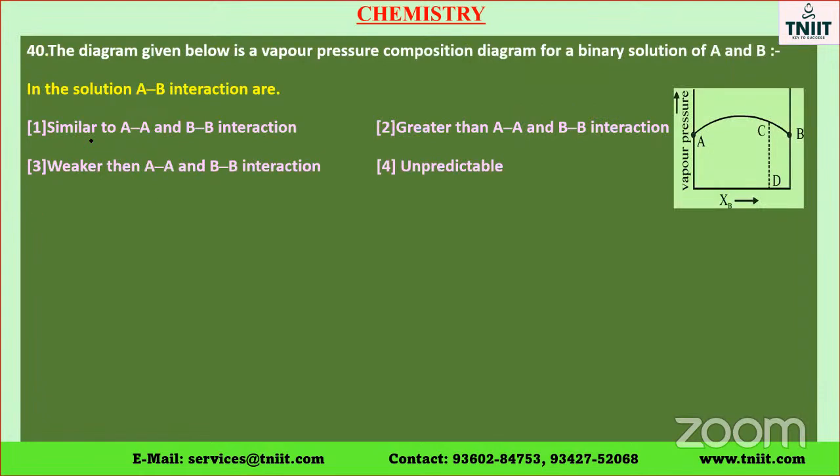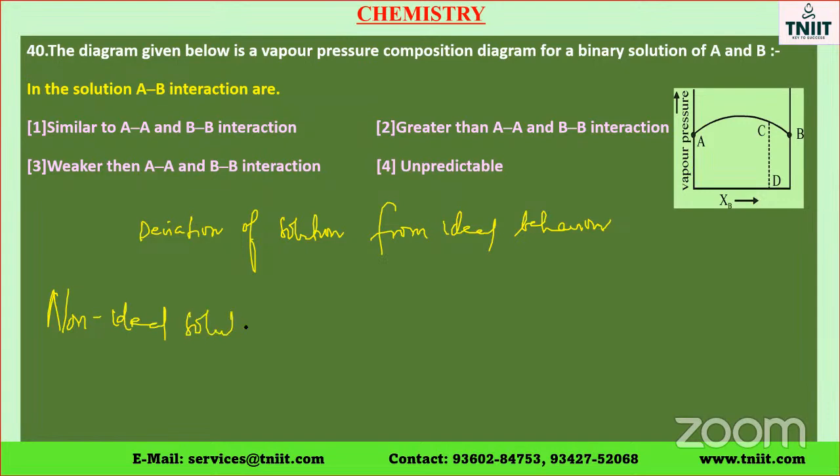The next question. The diagram given below is a vapor pressure composition diagram. For a binary solution A and B, in a solution A and B interactions are similar to AA interaction and BB interaction, greater than AA interaction and BB interaction, weaker than AA interaction and BB interaction, or unpredictable. So this is based on the deviation of solution from ideal behavior, or we can say non-ideal solution. So you can see here, for a non-ideal solution, the vapor pressure increases.